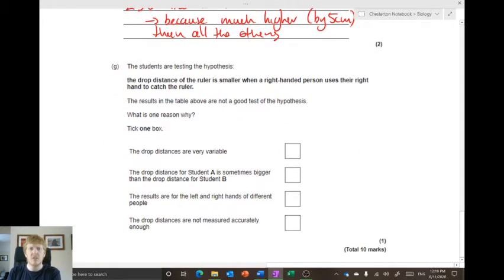All right, students are testing the hypothesis. The drop distance of the ruler is smaller when a right-handed person uses their right hand to catch the ruler. The results of the table are not a good test of the hypothesis. And what is the reason why? The drop distances are very variable. The drop distance for student A is sometimes bigger than the drop distance for student B. The results are for the left and right hands of different people, or the drop distances are not measured accurately.